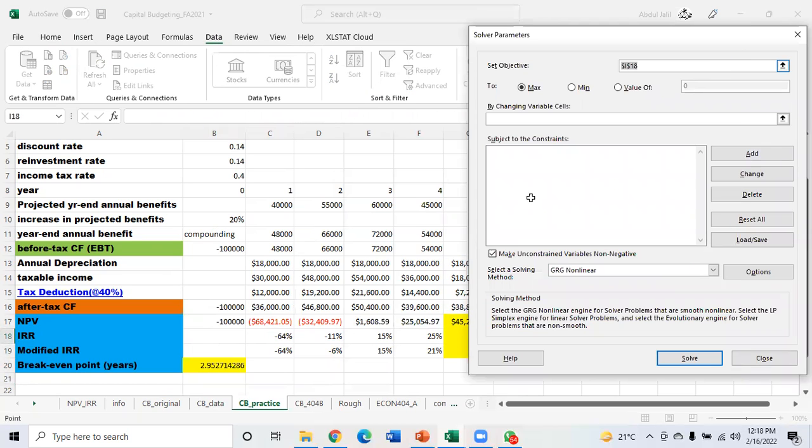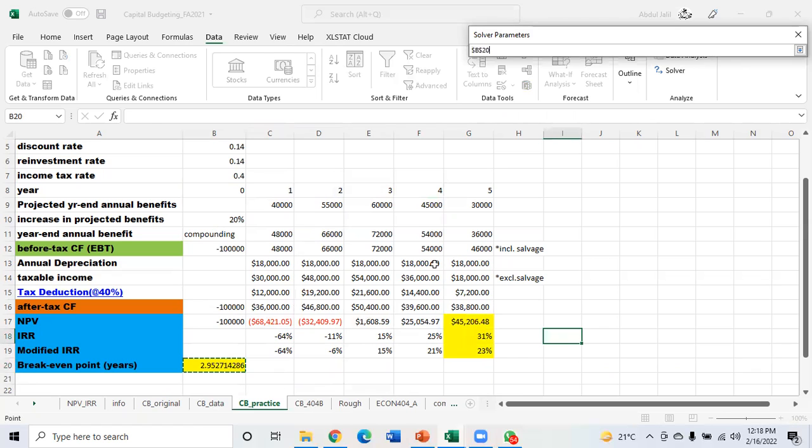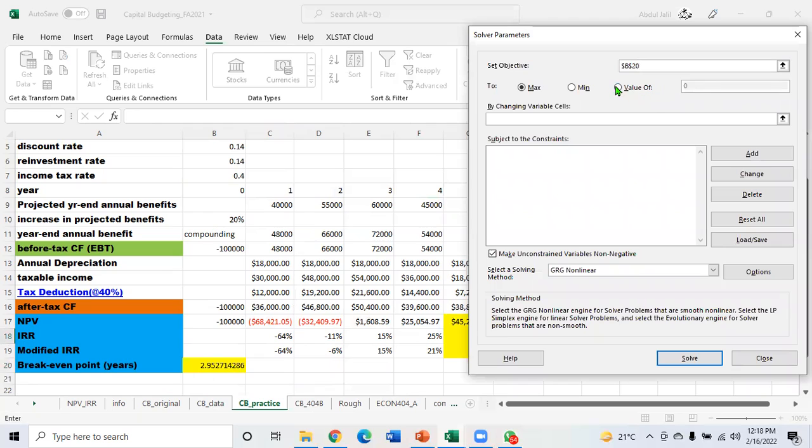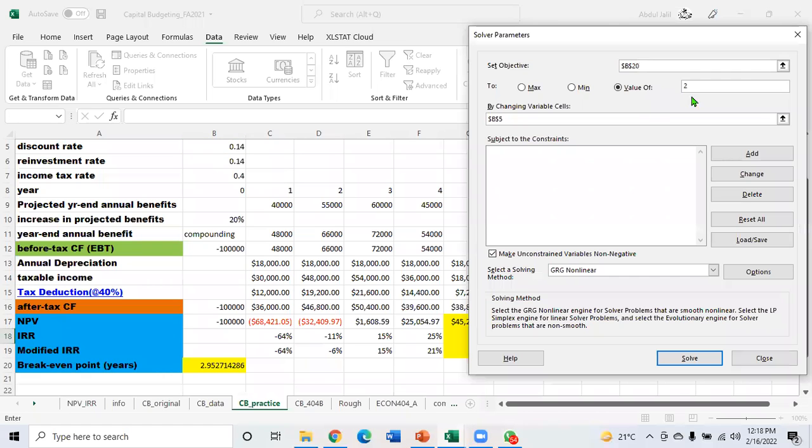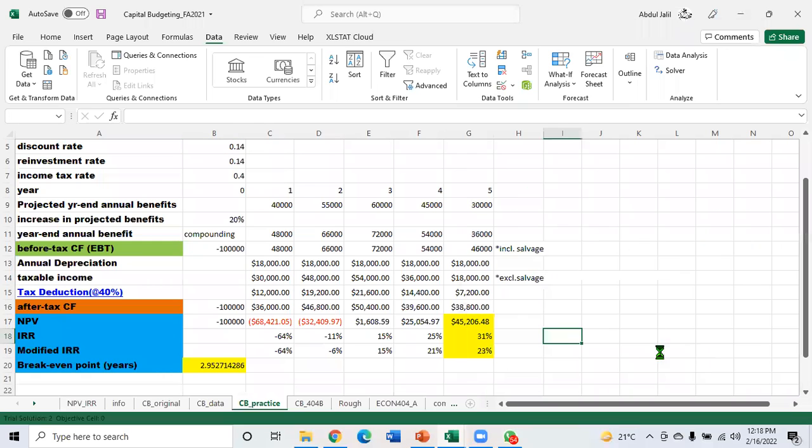So first value we are going to set again this time period. We are going to make it, let's suppose, 2 years. Only 2 years should be the break-even point. And we are going to allow changes in your discount rate. How much change in discount rate can be applied?